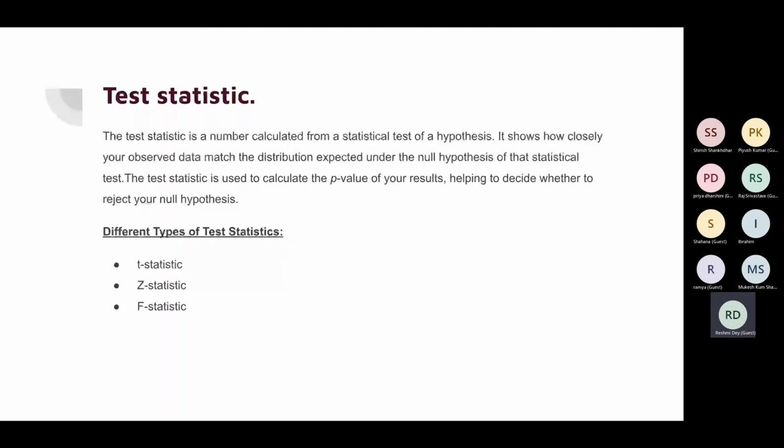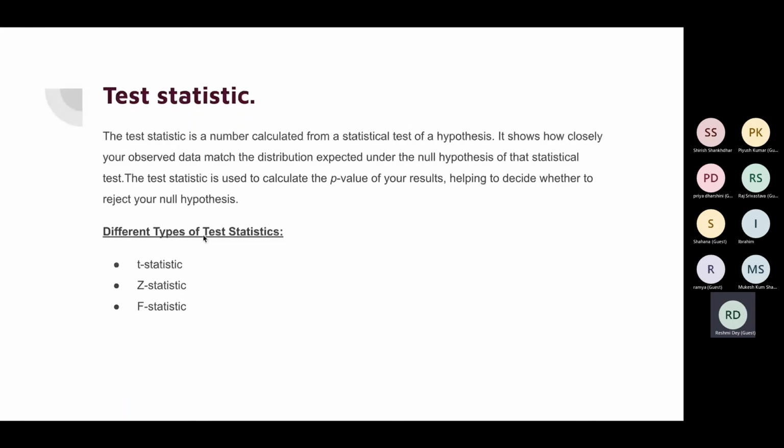Now we come to the test statistic. A test statistic is a number calculated from a statistical test of hypothesis. It shows how closely observed data matches the distribution expected under the null hypothesis of that statistical test. A test statistic is basically used to calculate the p-value of our results, helping to decide whether to reject or accept our null hypothesis. Yes, sorry, I forgot to add "or accept".